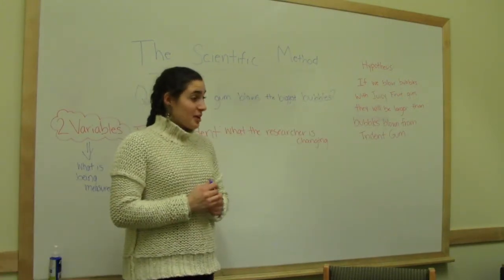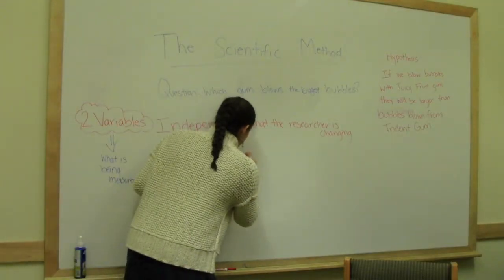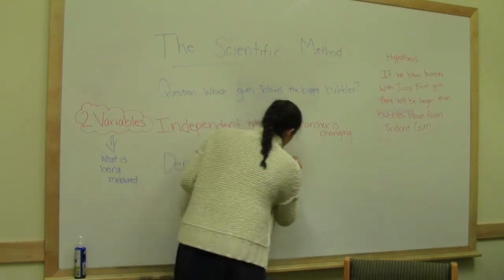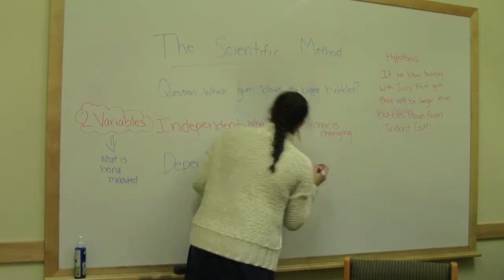What do you guys think the dependent variable would be? Any thoughts? Just give it a shot. What the researcher isn't changing? Great, so the researcher isn't changing it because we're testing the results, the impact of the independent variable on the dependent variable. The dependent variable is influenced by the independent variable. So in this case, we're only going to measure one dependent variable. Now let's revisit our hypothesis. We said if we blow bubbles with juicy fruit gum, they will be larger than bubbles blown from Trident gum.